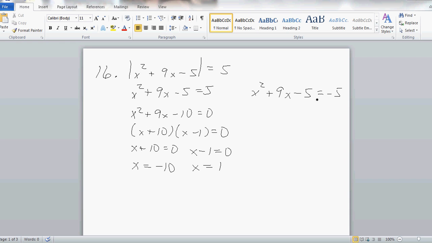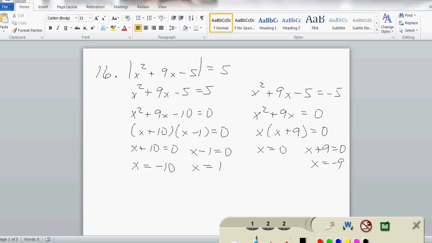Likewise, if I add 5 to both sides, I get x squared plus 9x equals 0, and I can factor out an x and get x equal to 0, or x plus 9 equals 0, or x equals negative 9. And 0 and negative 9 work just as well. And so there are the answers that we come to.